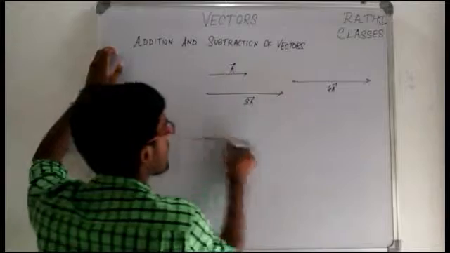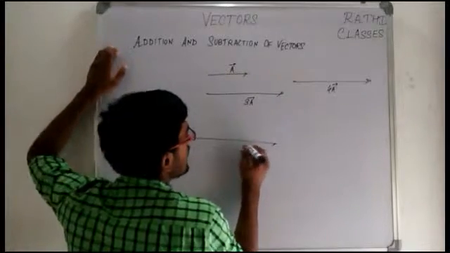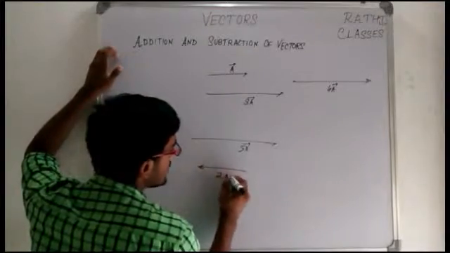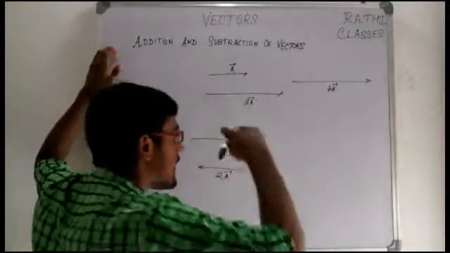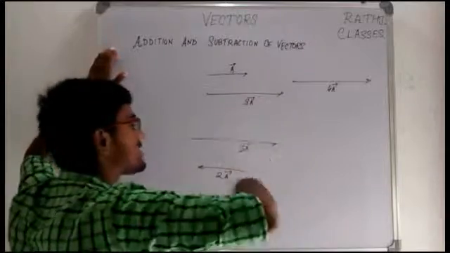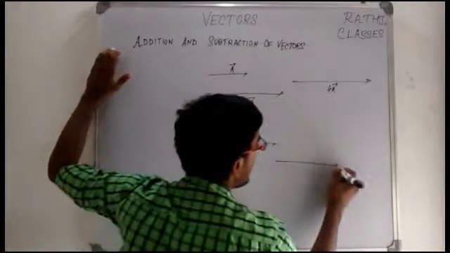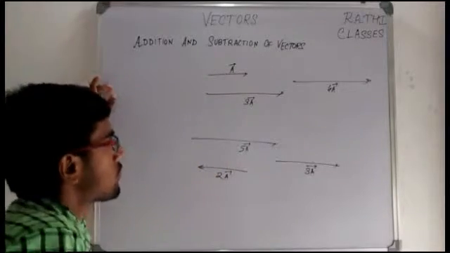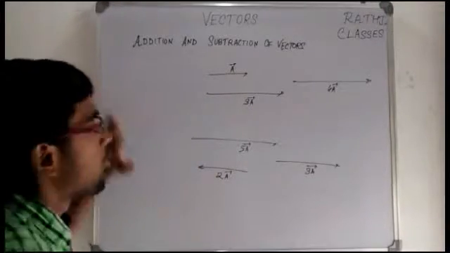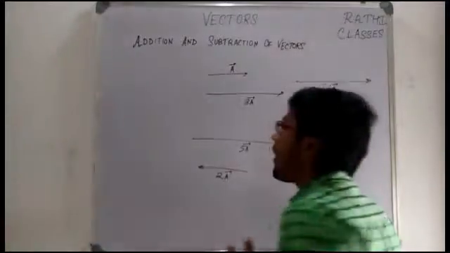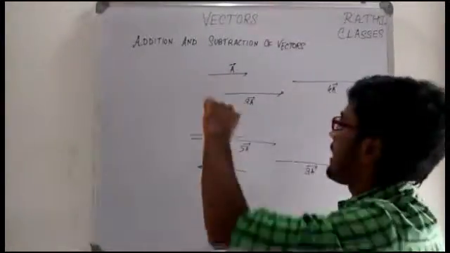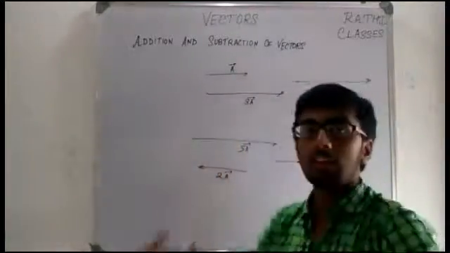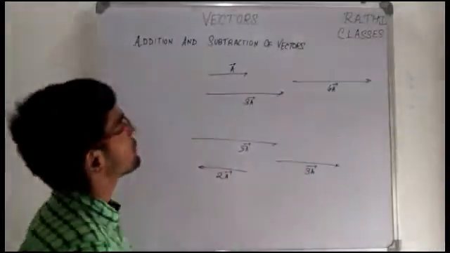In another case, if this is a vector 5A, 5 times A, and this is a vector 2 times A, then the resultant of these two vectors, or the net result of these two vectors, will be a vector 3A in this direction, right? So we basically need to conclude the resultant of two vectors, right? If the vectors are along the same line, then we can simply add or subtract the two vectors for getting the resultant of these two vectors, right?